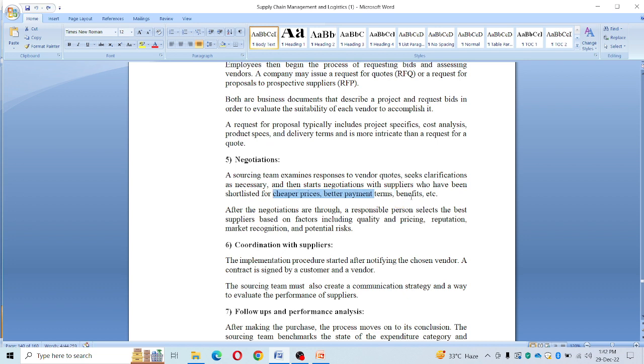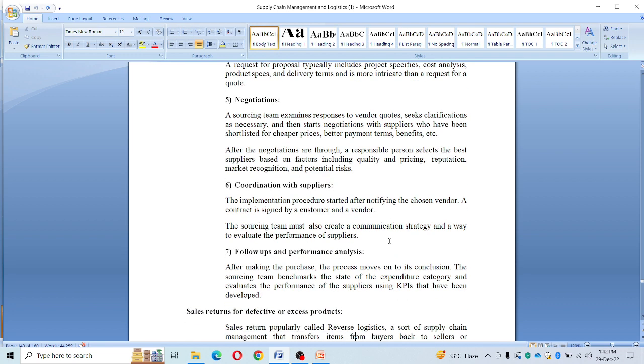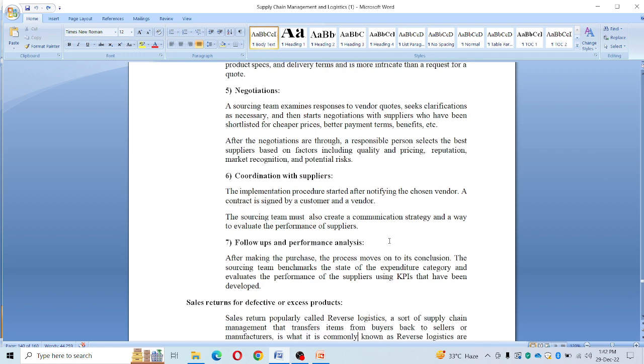Negotiation will be based on certain factors including quality, pricing, reputation, market recognition, potential risk. Then you will start coordinating with suppliers. You will notify them who is the best vendor chosen, and the sourcing team should have continuous or follow-up communication strategies with the suppliers.